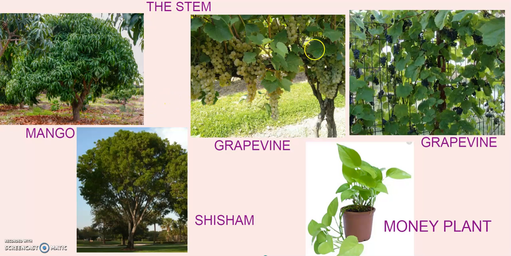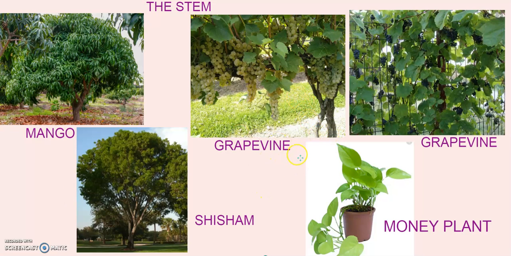And in some plants, the stems are very soft and green, and in some plants the stems are so weak. In a money plant you find the stem is very weak. And you know, the stem bears fruits, branches and leaves, and sometimes flowers also. This is a grapevine. It bears fruits, leaves and branches.